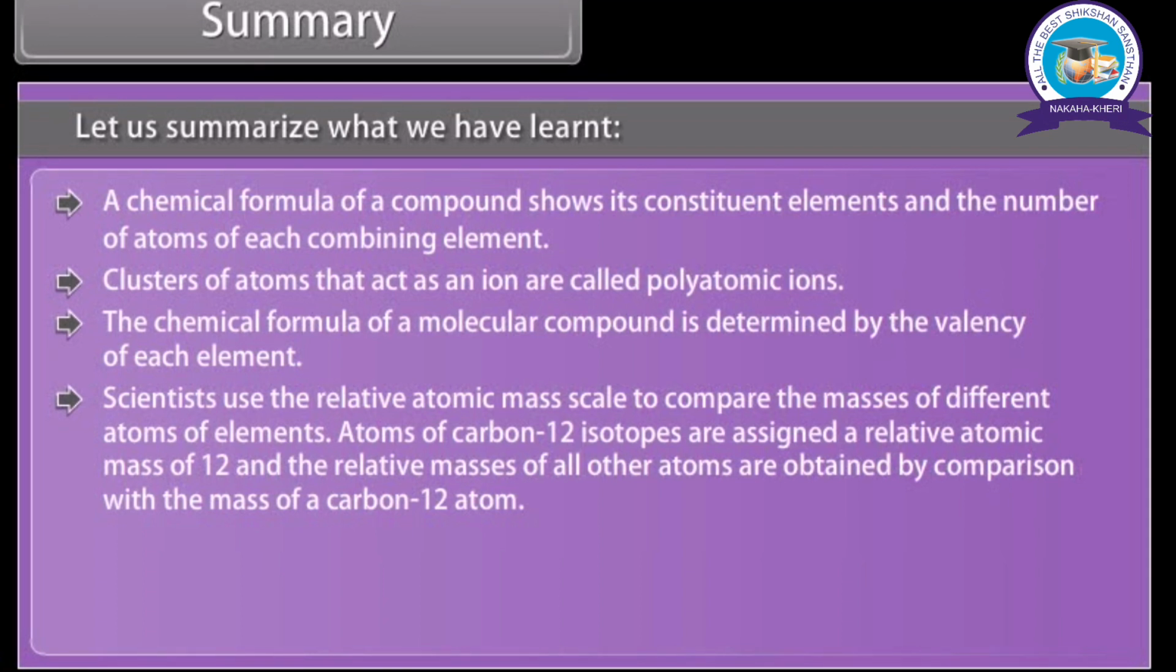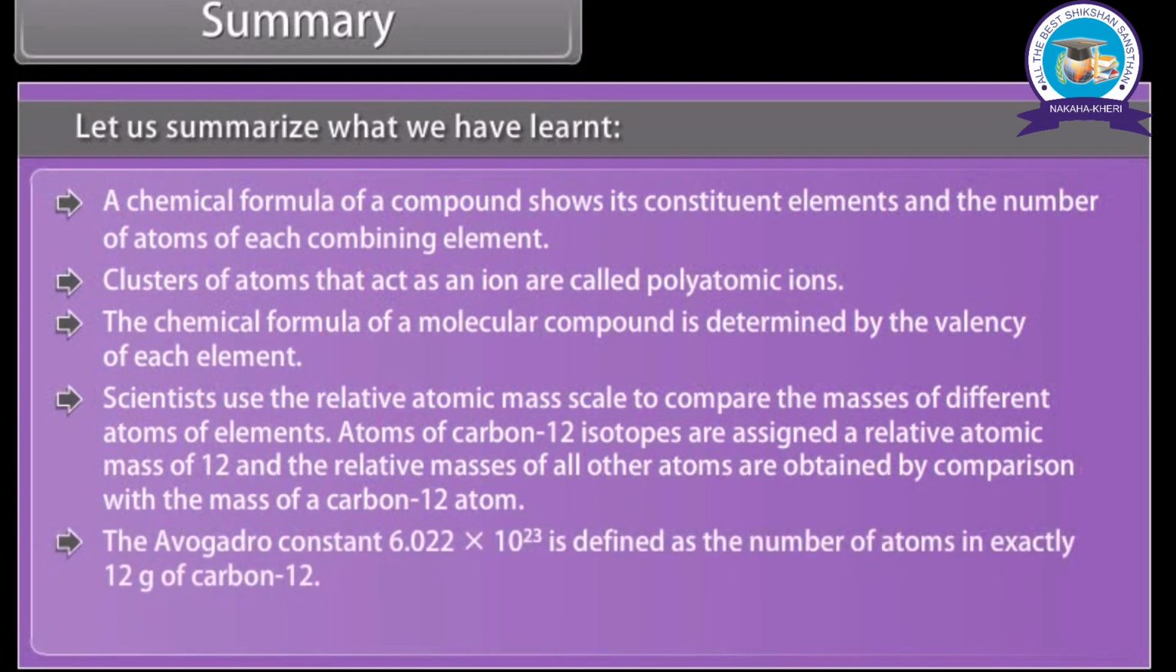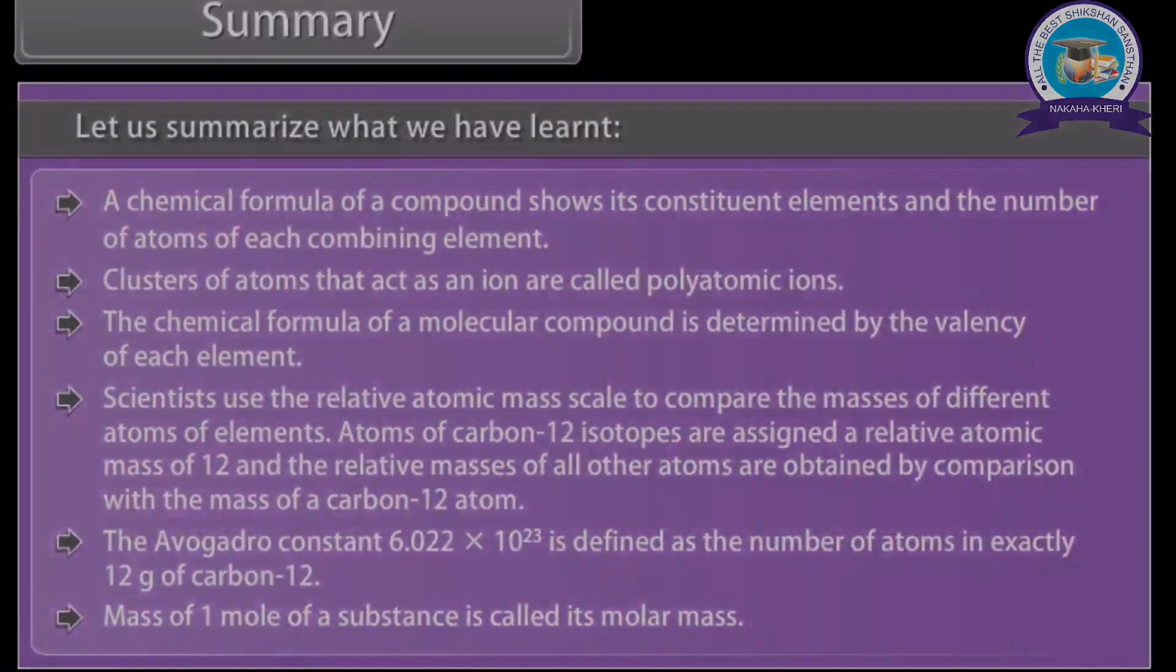Atoms of carbon-12 isotopes are assigned a relative atomic mass of 12, and the relative masses of all other atoms are obtained by comparison with the mass of a carbon-12 atom. The Avogadro constant 6.022 into 10 raised to the power 23 is defined as the number of atoms in exactly 12 gram of carbon-12. Mass of 1 mole of a substance is called its molar mass.